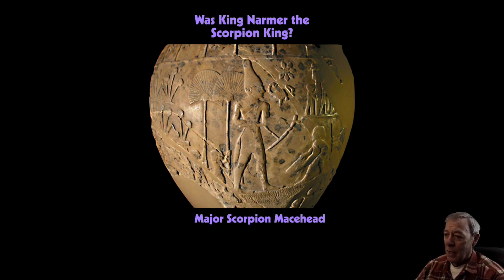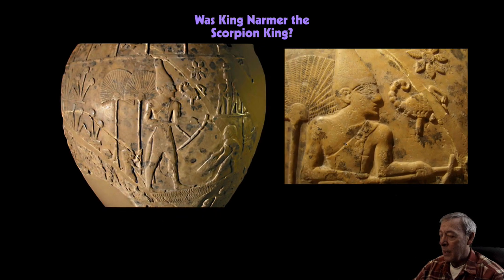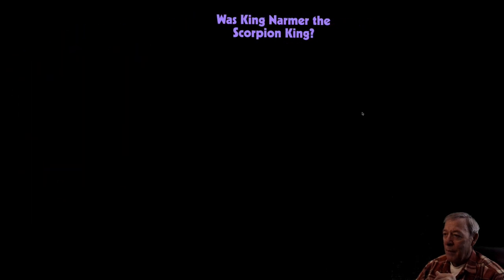But the thing that's interesting here is the name in front of his face. So you look at that closer, and you can see that it combines this rosette, but the main element here is the scorpion. So this is where the idea of the Scorpion King comes from, is this image of the Major Scorpion Mace Head, just a ball of stone that would be attached to a stick. And this is a ceremonial one, but we have the Scorpion King here, and he is wearing the white crown of Upper Egypt.